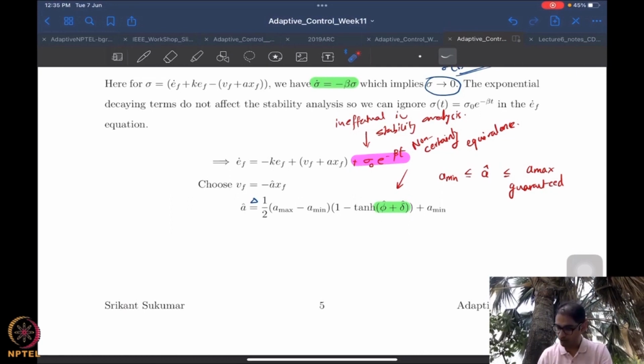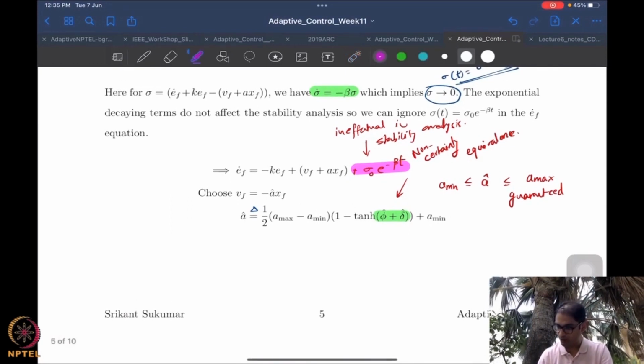Because our control, if you notice, is now in terms of the filtered variables. We will, of course, take it back to the original variable, not a big problem. Easy to implement. So the control is now containing A hat.